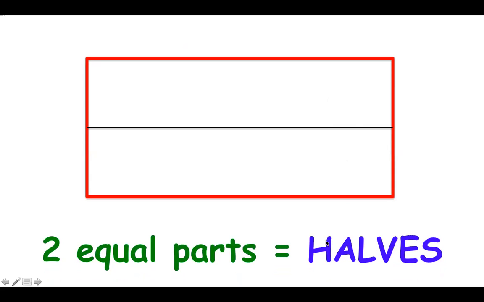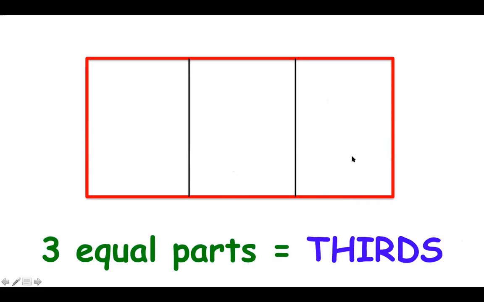Here's a rectangle. If I divide it in half like this, it makes two equal parts, one on top and one on the bottom. If a shape has two equal parts, each part is called a half. And we divided the shape into halves. Here's another rectangle. This time, I'm going to divide it into three parts that are equal because they're the same size and the same shape. If a shape is broken up into three equal parts, it's called thirds. Each of these parts is called a third. We broke up this shape into thirds because there are three equal parts.